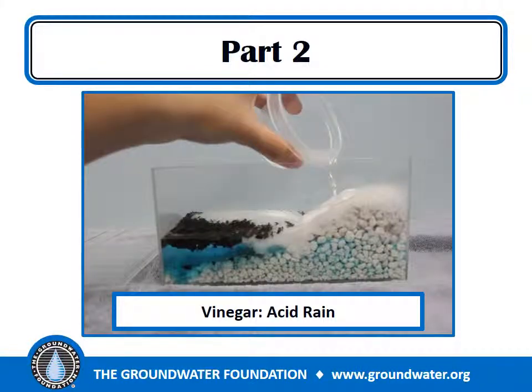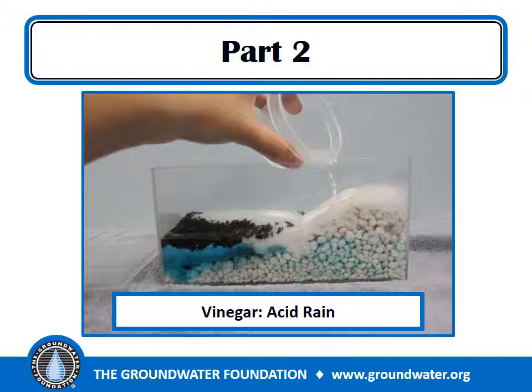Finally, have the assigned student pour the vinegar all over the gravel and lake as if it was raining. Explain that the vinegar represents acid rain. When air pollution reacts with water in the atmosphere, acid rain can develop. Acid rain is very damaging not only to the environment, but to building structures as well.